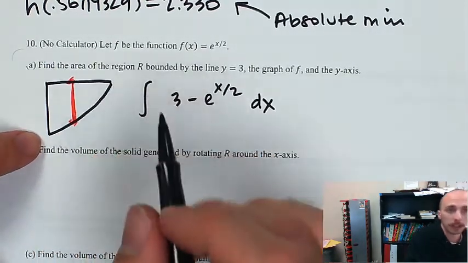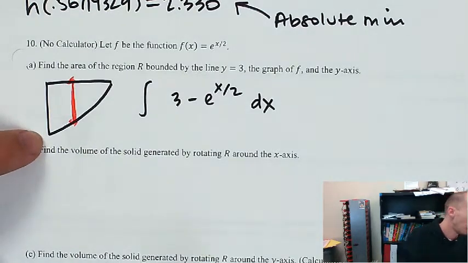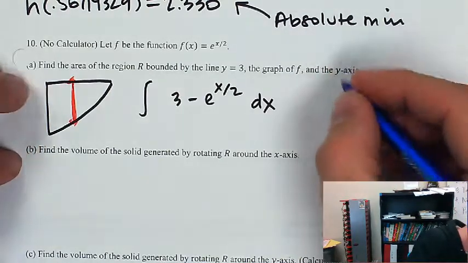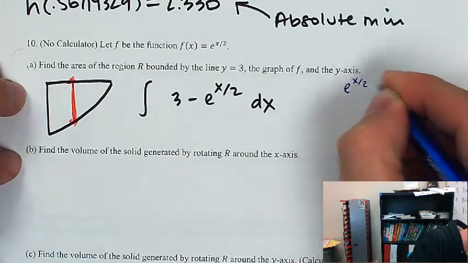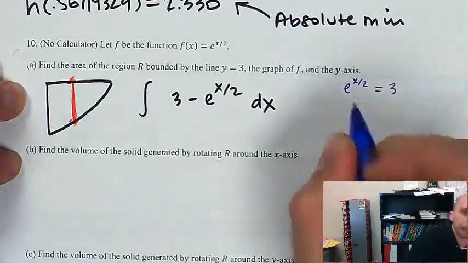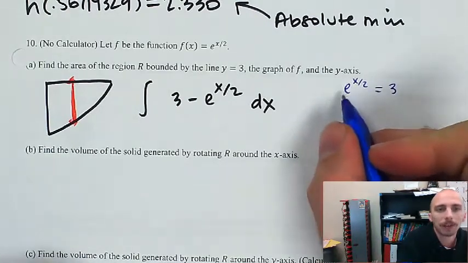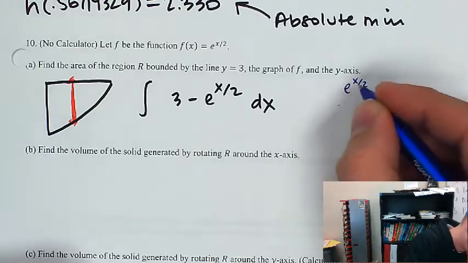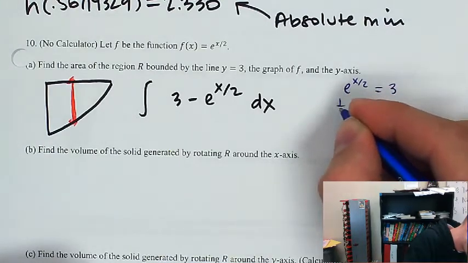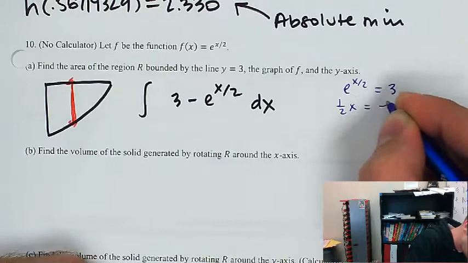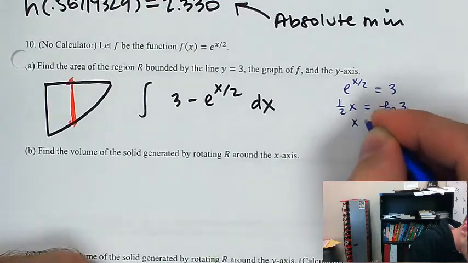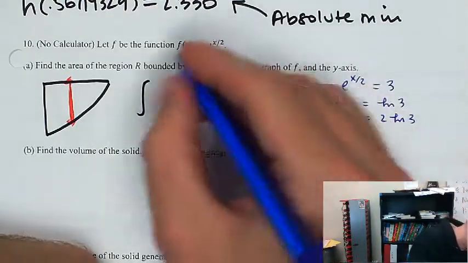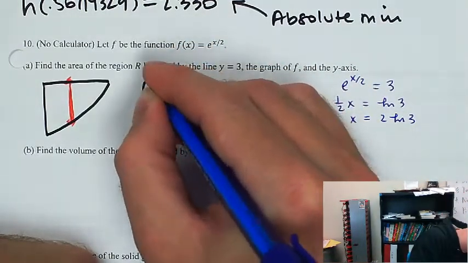Now I'm going to have to solve for that intersection point, so I might do that off to the side. Use a different color. I'll say e to the x divided by 2 is equal to 3. So if I want to get at that x, I'm going to have to take the log of both sides. So the log of e to the x over 2 is just x over 2, or 1/2 x, equals the log of 3. And then x is going to be 2 times the log of 3. Okay, and that'll be my upper bound of integration.